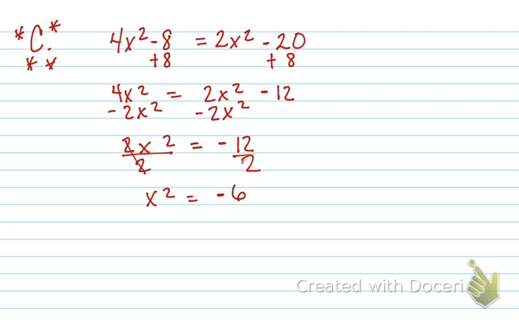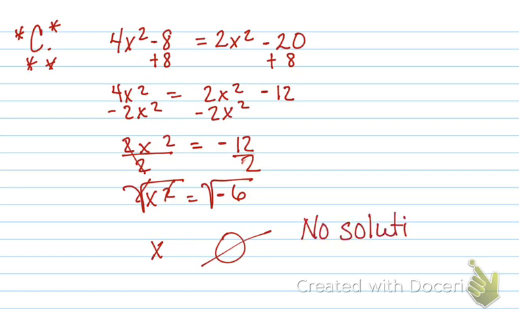And immediately when I see a negative number, like on the cheat sheet a while ago, I'm going to get an imaginary number. This is a no solution. So here's an example of what you would see with a no solution.